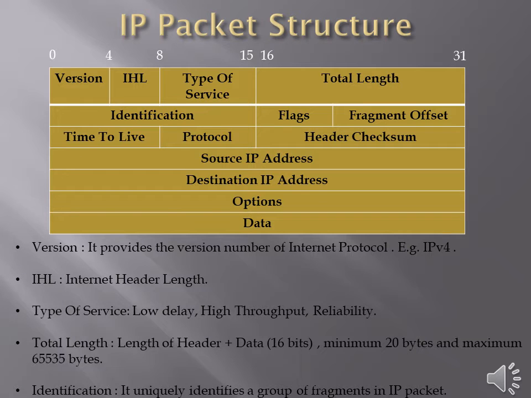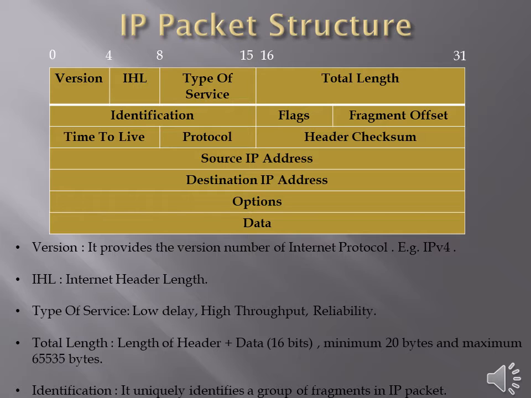IP packet structure. IP packet structure is of 32 bits. In the IP packet, there are many components like version, IHL, type of service, total length, identification, flags, fragment offset, time to live, protocol, header checksum, source IP address, destination IP address, options, data.